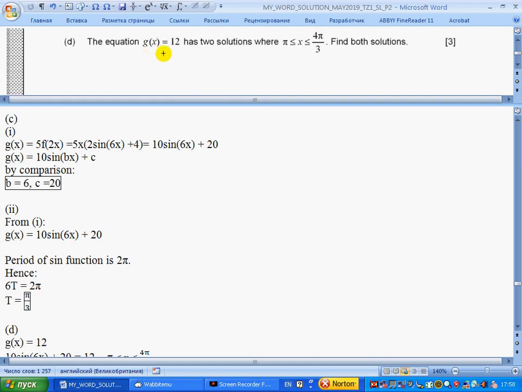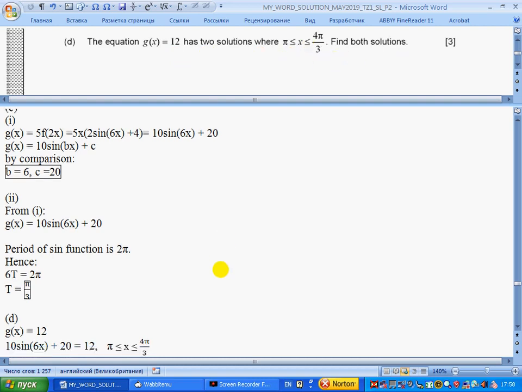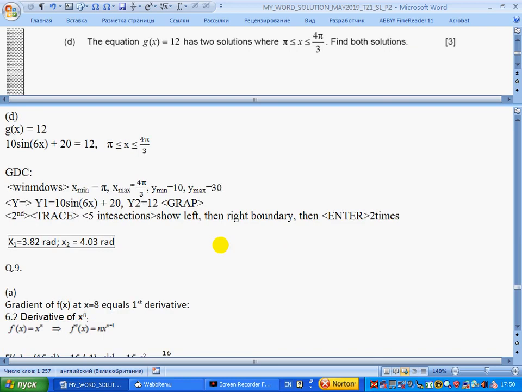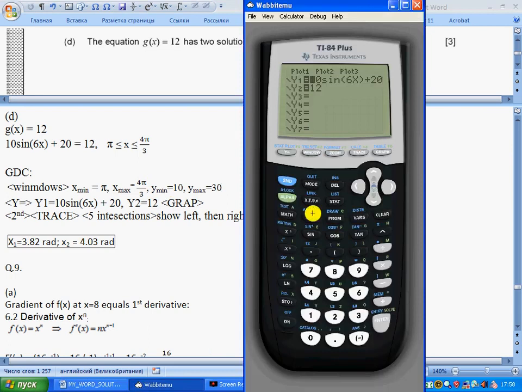The equation g equals 12 has 2 solutions for x between pi and 4 pi over 3. Find both solutions. So we use calculator.